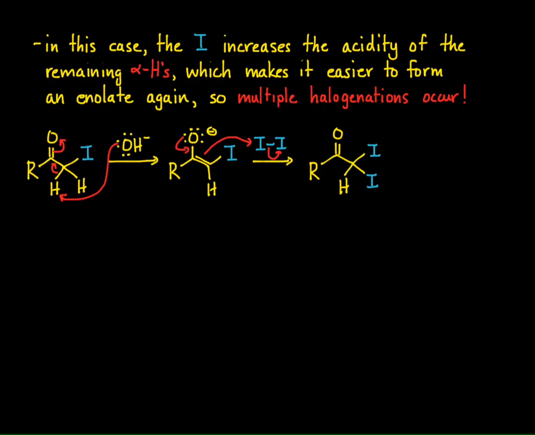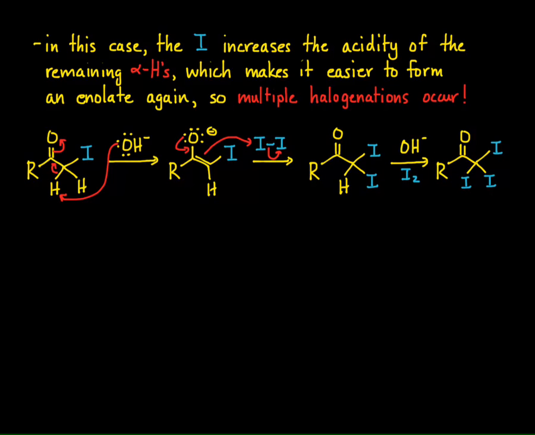And of course, I still have a hydrogen available in this case, so I can do it again, react it with hydroxide, followed by iodine, and I end up with, in this particular case, if I have a methyl group, a triiodinated product. Pretty cool, for the most part.